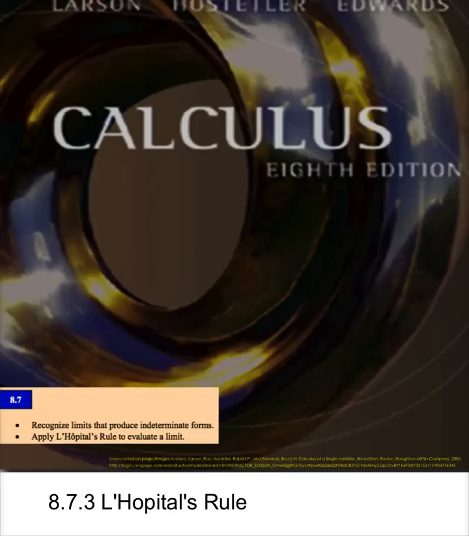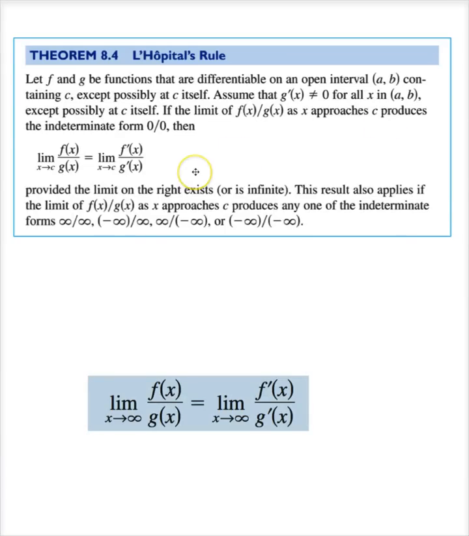L'Hopital's rule is invaluable in finding limits. It says that if f and g are differentiable on an open interval, except possibly at a point c, and g prime is not 0 for any of the x in (a, b), except possibly at c, then the limit as x approaches c of that quotient is going to be the same as the limit as x approaches c of the quotient of the derivatives.